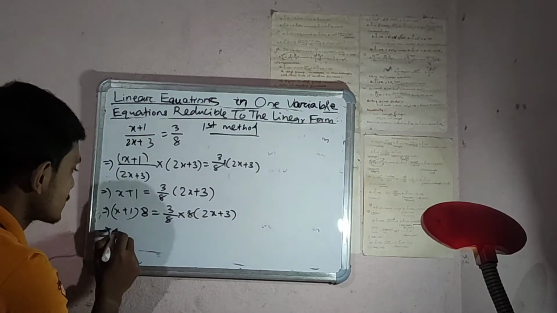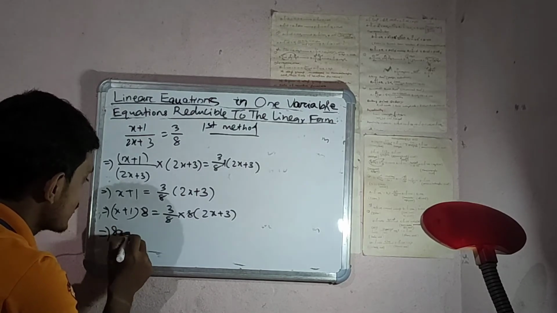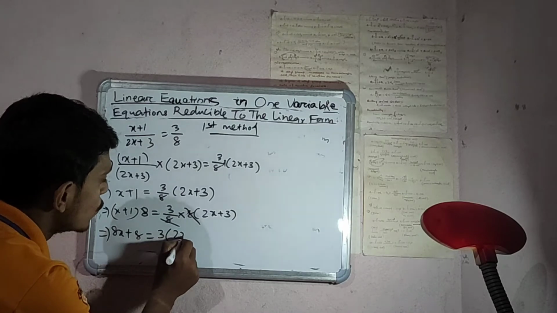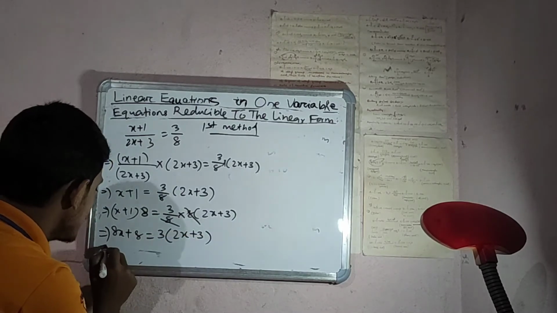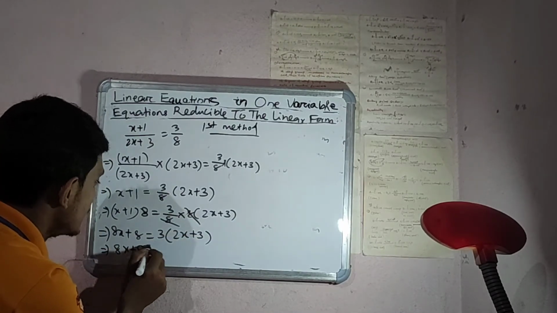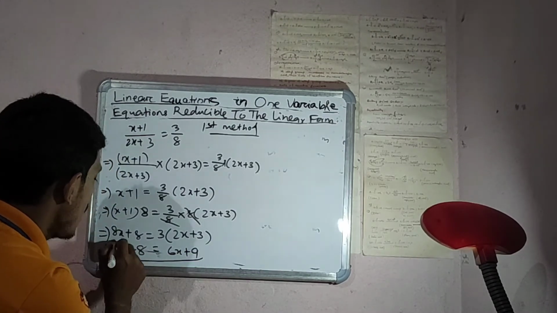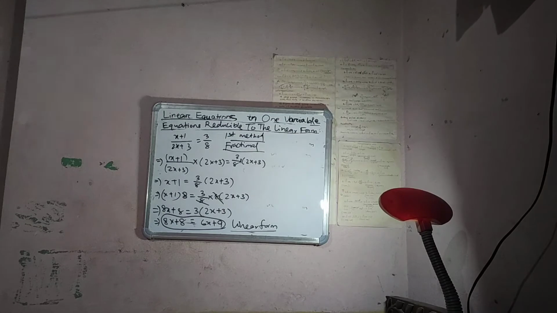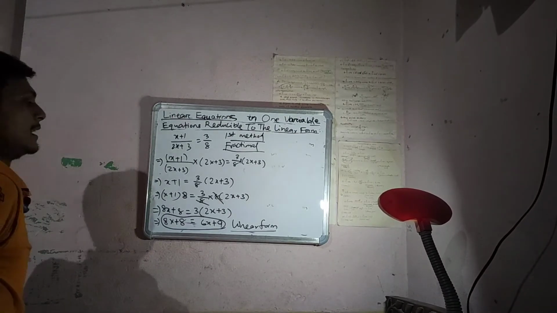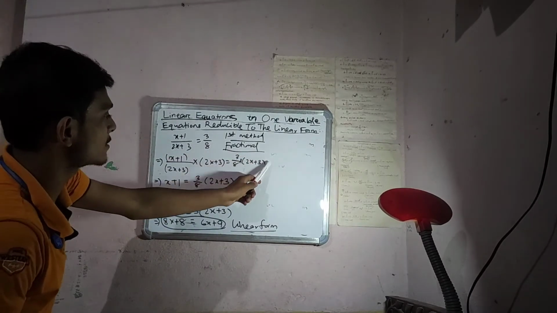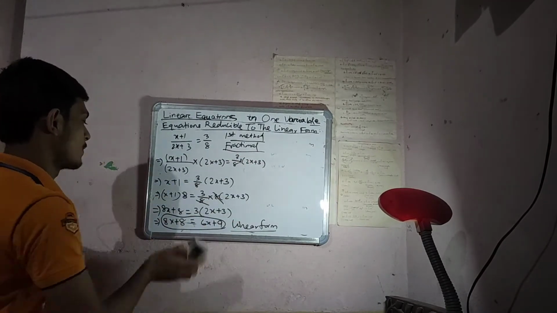Then 8x plus 8 is equal to, 8 can be cancelled, so only we have 2x plus 3. That is 8x plus 8 is equal to 6x plus 9. Okay, so this is the fractional form and this is the linear form. So in this way we can reduce the fractional form into the linear form.